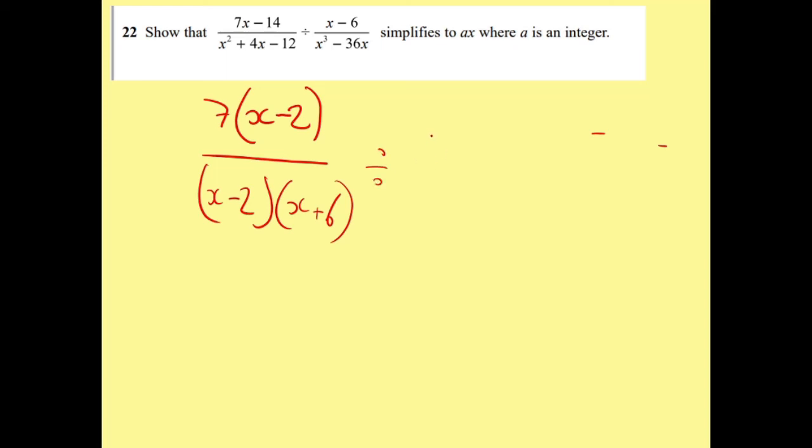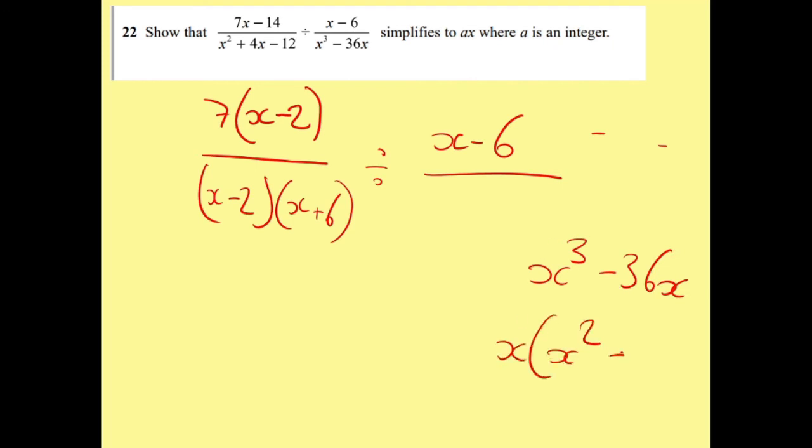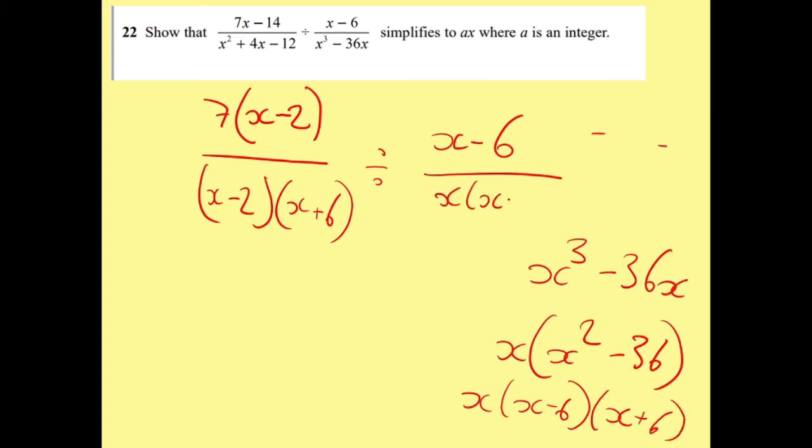Okay, divide x minus 6, I can't do anything with. X cubed minus 36x. I want to do that in a couple of stages to factorise, just so you can actually see what's going on. First of all, I can take x out, which brings x squared minus 36. And don't think that's done, because x squared minus 36 is not fully factorised. That's the difference of 2 squares. So it's going to be x brackets x minus 6, x plus 6.